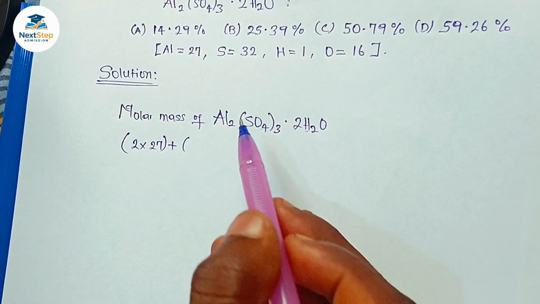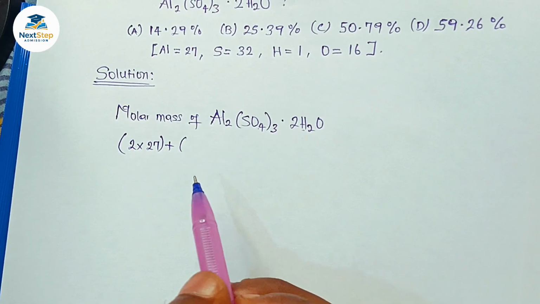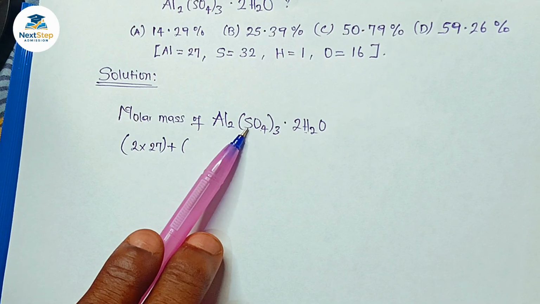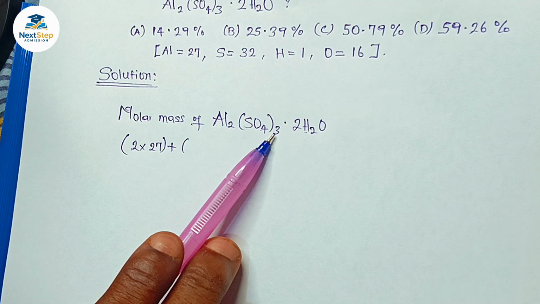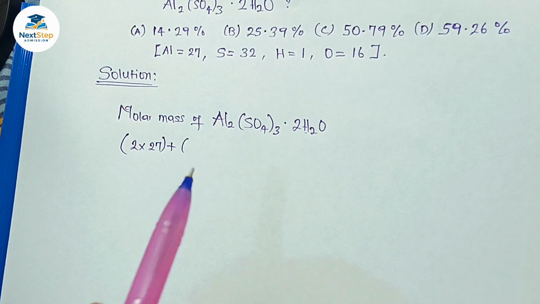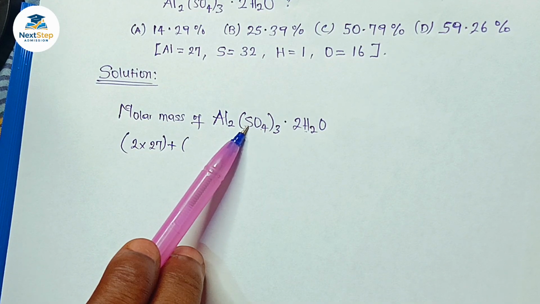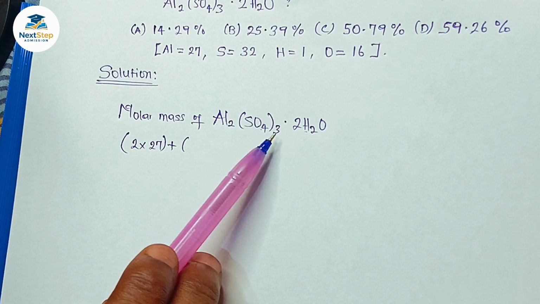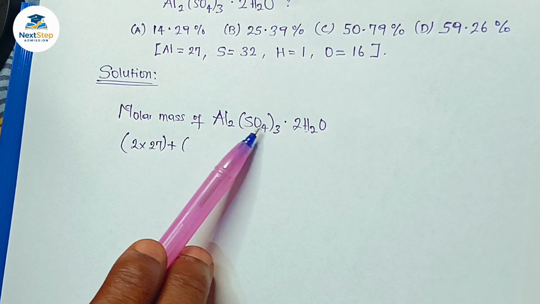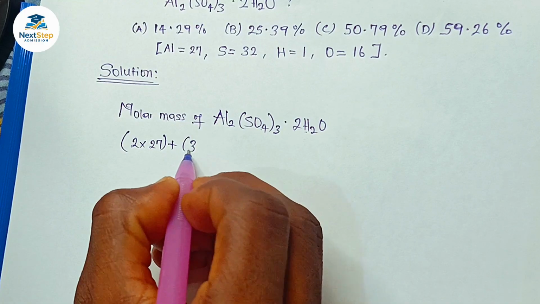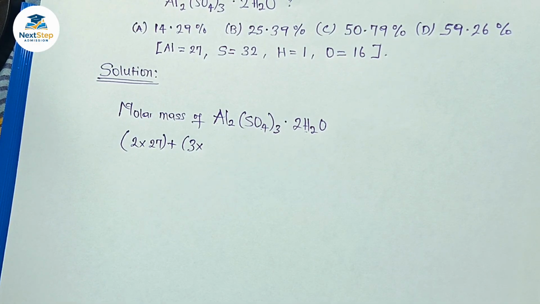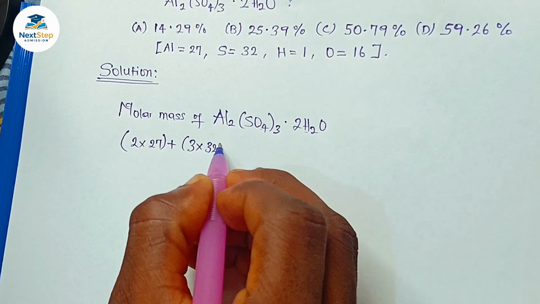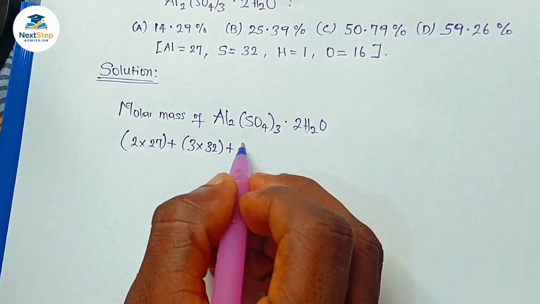Plus the next element we have here is sulfur, right? So how many sulfur do we have in this compound? If you look at it, SO4 is in bracket and 3 is written as a subscript, isn't it? So this 3 is affecting both sulfur and oxygen. So the sulfur that we have in this compound is not 1, it is 1 times 3. So you write 3 times, what is the mass of sulfur? It is given to us, it is 32, so you write 32, then plus, we move on to the next one, which is oxygen.